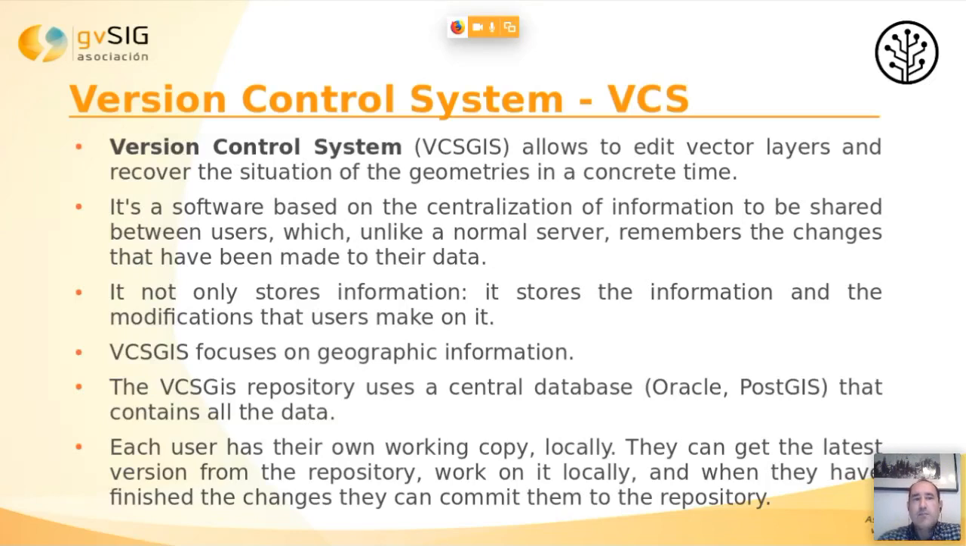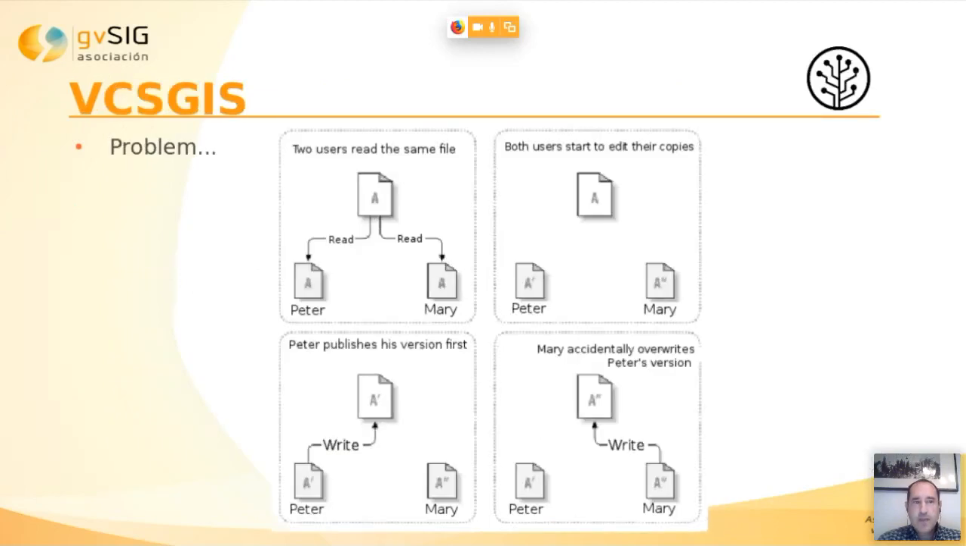In this case, this version control system, each user is working on their local copy, and they upload the changes to their repository. Here we can see a common problem. There are two users. They read the same file. The first one is editing the file in their local copy, and the second one is editing at the same time.